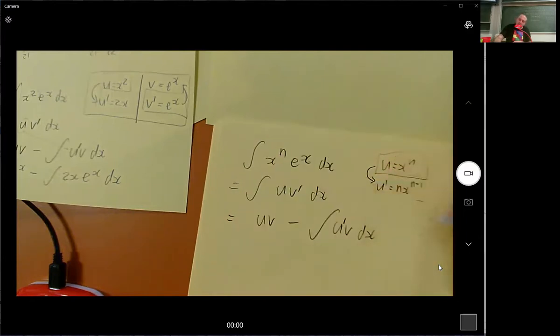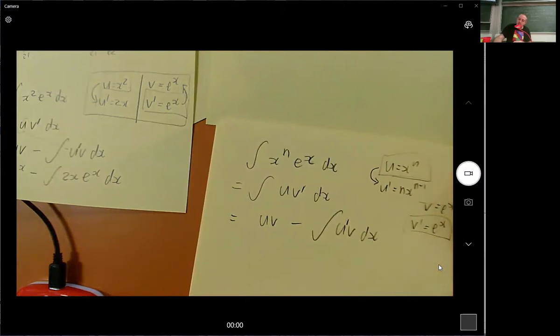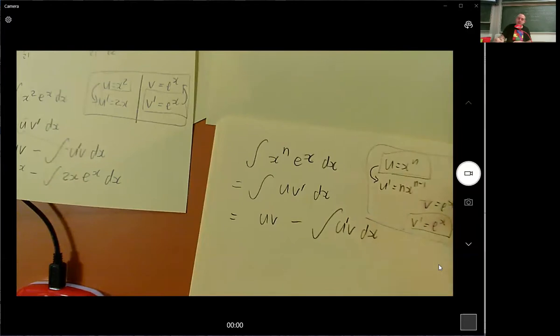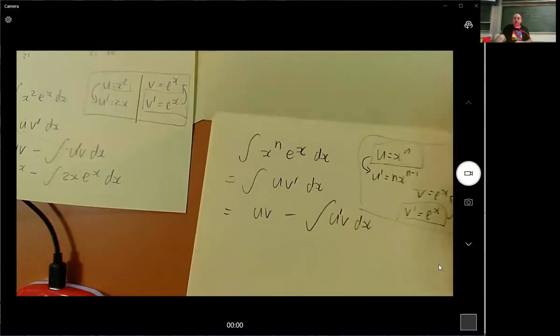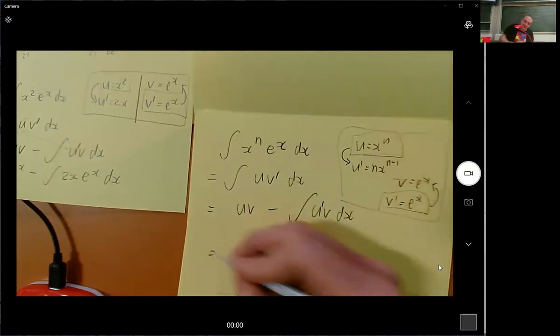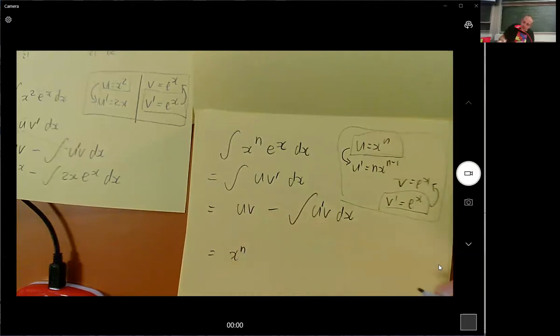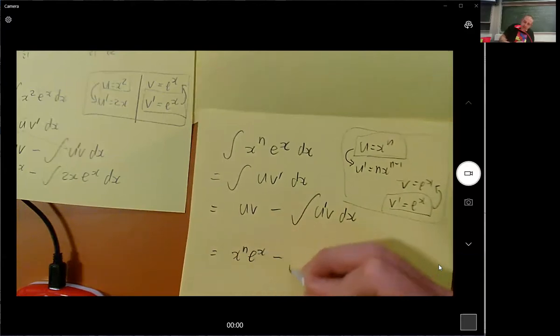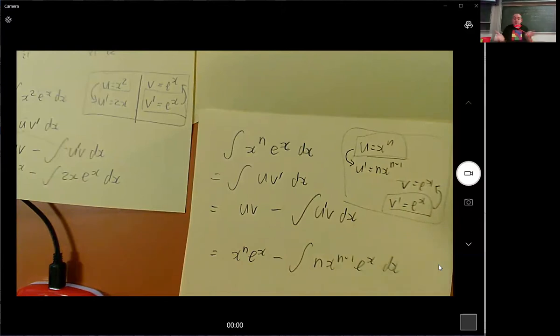That became this, and my v dashed was e to the x, and my v became e to the x. Really should have left space for that. And so my u is x to the n, and my v is e to the x. My u dashed is n lots of x to the n minus 1, and my v is still e to the x dx. And so there, that's the formula.